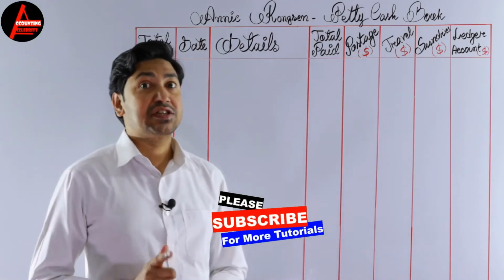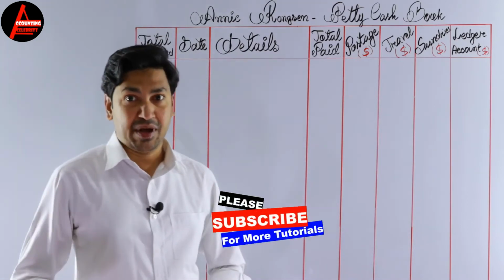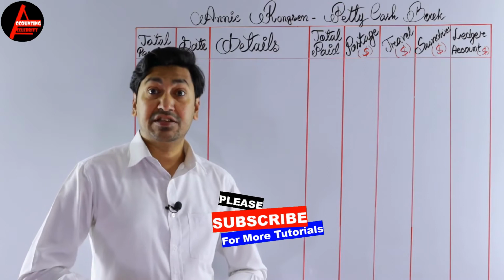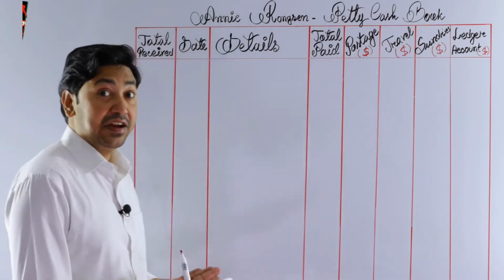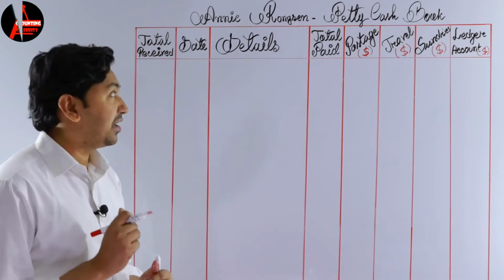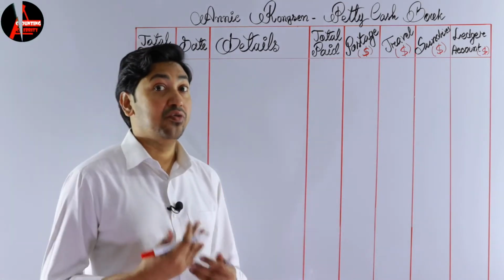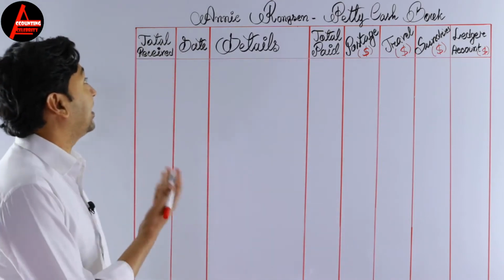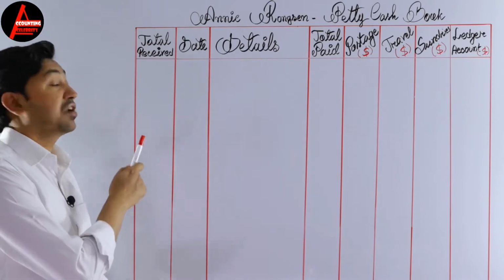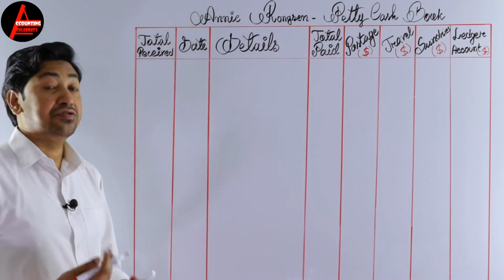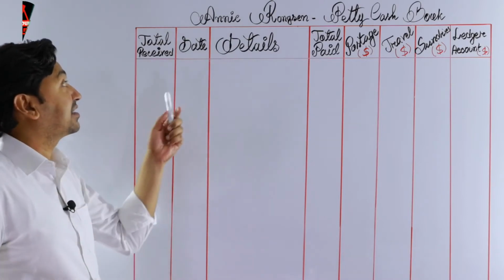So first of all, we need to record the opening balance. The opening balance is called balance brought down. We write here as balance BD. The opening balance will be given at the beginning of the question, so we will write the opening balance here. Let us see this format here. We have here total received. Money received from the main cashier will be recorded here, and this is the date column.